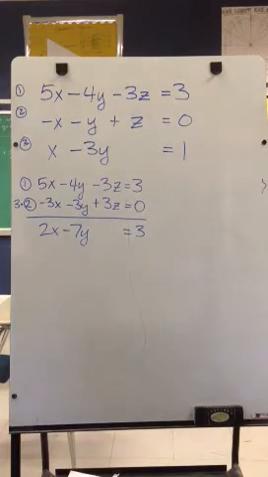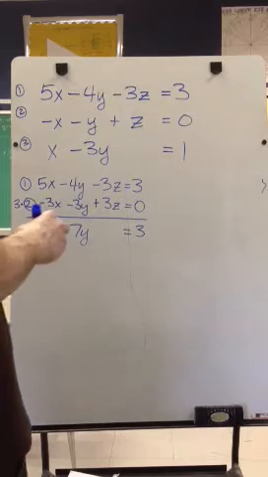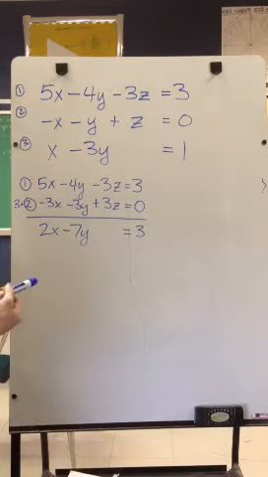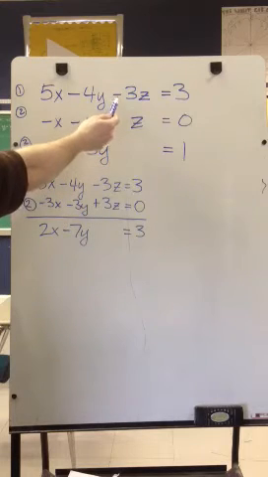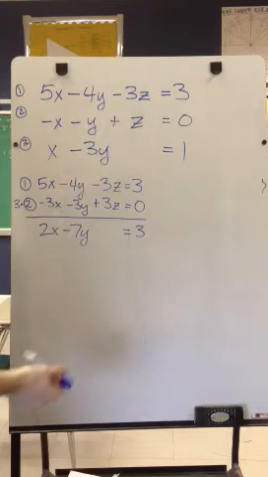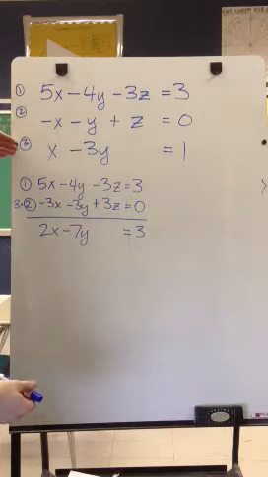Alright, we are continuing our example from this morning. However, when you copy this in your notes, you need to rewrite the whole thing because there's a difference here. This should have been a minus 3z this morning. I had a plus 3z earlier, so change that. We have equations 1, 2, and 3.